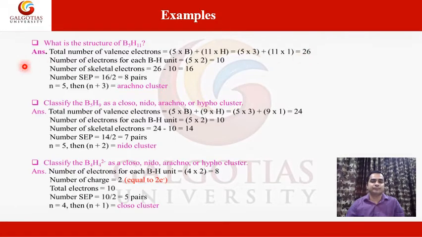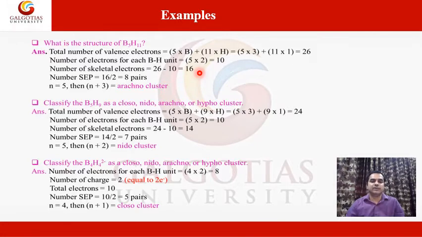Then after that, the number of electrons for each BH unit, that we have already discussed, should be equal to 2. That's why we have 5 BH bonds in the case of B5H11. So we have to multiply by 2 for each BH unit, that is 5 into 2. Then we will get the value of 10 for the BH units. Now we can calculate the number of skeletal electrons by subtracting 26 minus 10. Then we will get the value of 16 electrons.